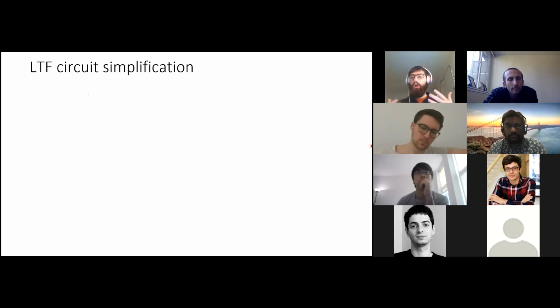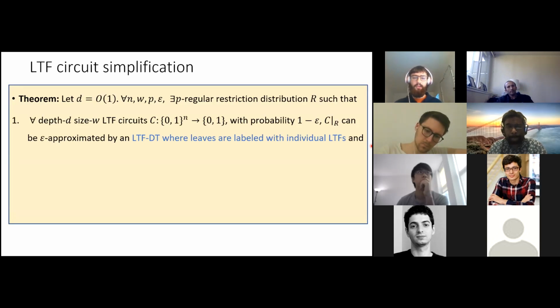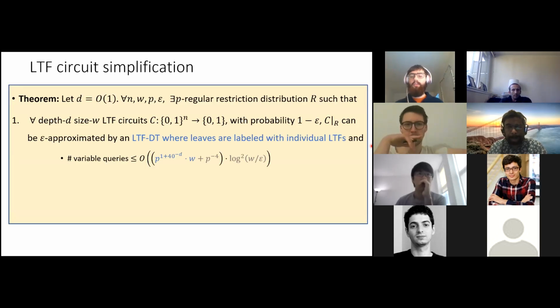So this is our overall simplification statement for LTF circuits. It says when you hit an LTF circuit with a random restriction, with high probability, you get an LTF decision tree where the leaves are labeled with individual LTFs. And then the penalty we pay is these queries. So the number of variable queries is once again p to the 1 plus some tiny positive number times w. And then there are a few LTF queries.